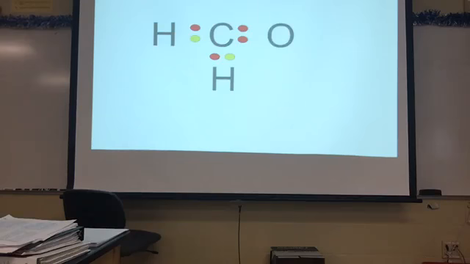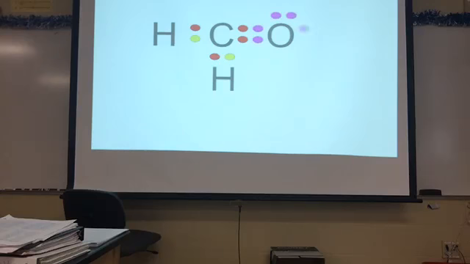Then we have double covalent bonds. Double covalent bonds are the sharing of 2 pairs of electrons. So if I have CH2O, carbon has how many valence electrons? 4. So I put my 4 valence electrons up there. Each hydrogen has how many? 1. 1 hydrogen there, 1 hydrogen here. And oxygen has how many? 6. So there's oxygen with its 6 valence electrons.